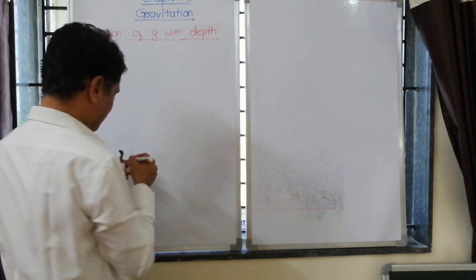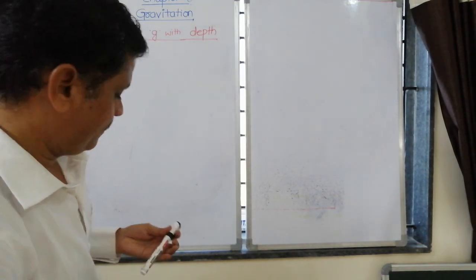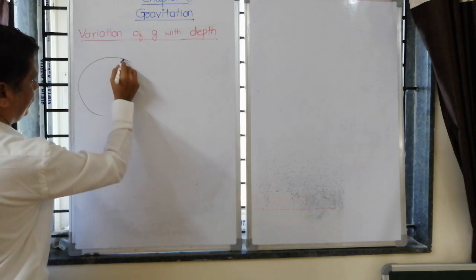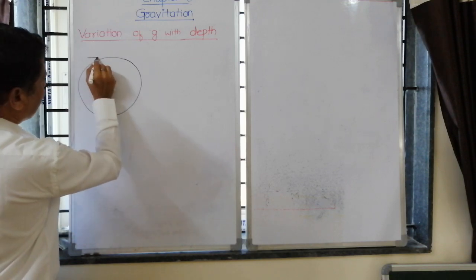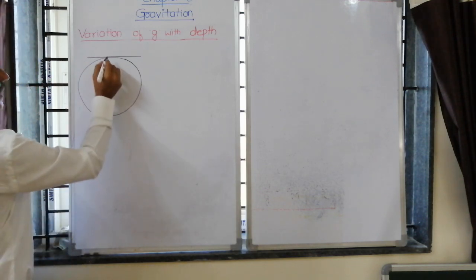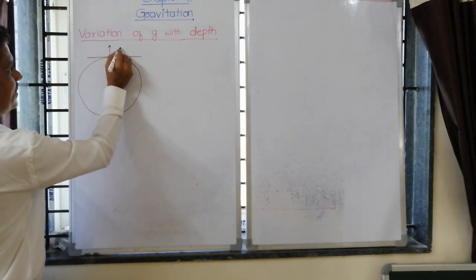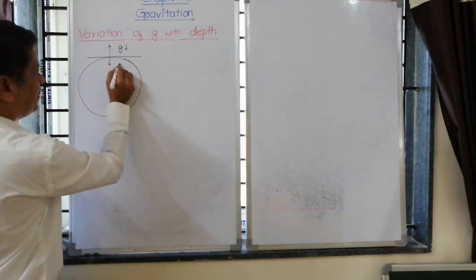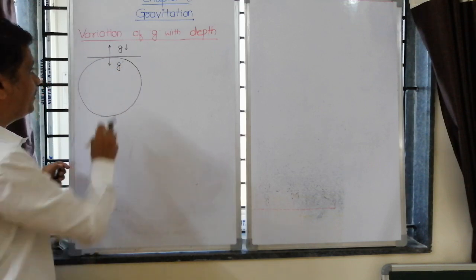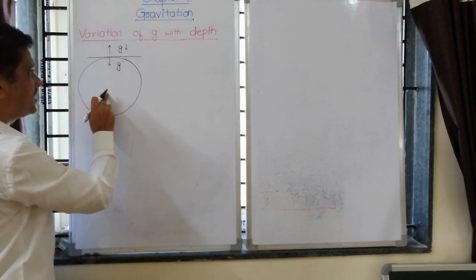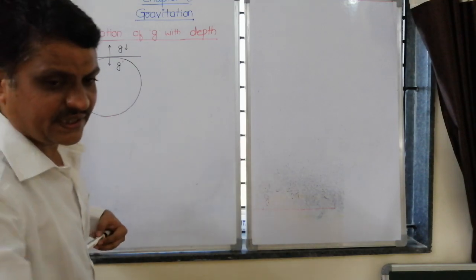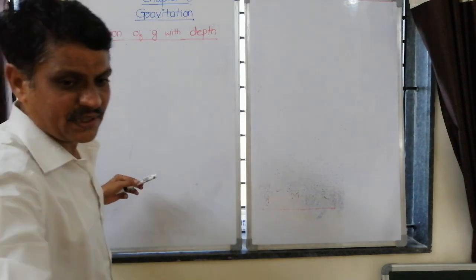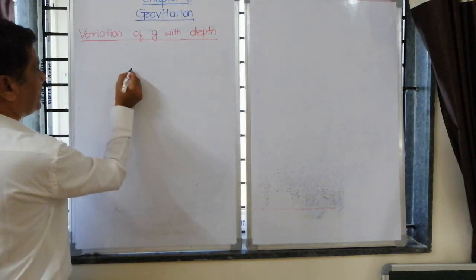Variation of g with depth. See here, as I told, g is maximum on the surface of the earth. If you go above the surface of the earth, g decreases. Below the surface of the earth, g also decreases. It means as we come below the surface of the earth, g is not constant, it is variable. Today our aim is to measure the value of g at a depth.